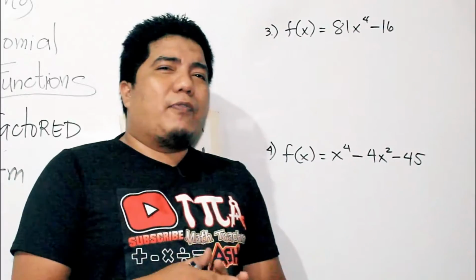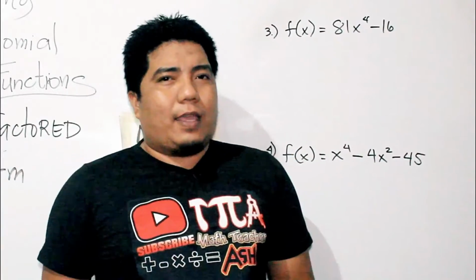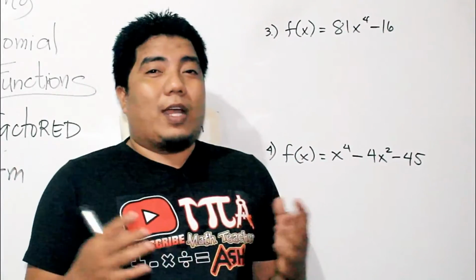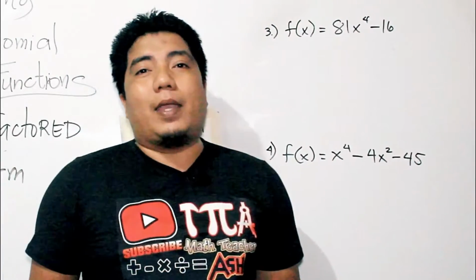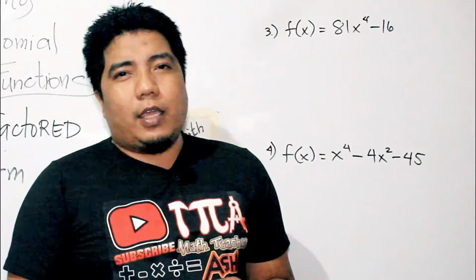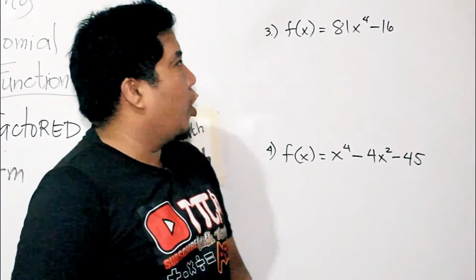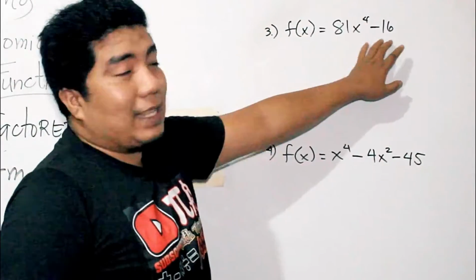Now if you have a quartic, with a degree that is compatible with 2, then you can apply what you have learned in quadratic functions. So, as you can see, this is a difference, right?